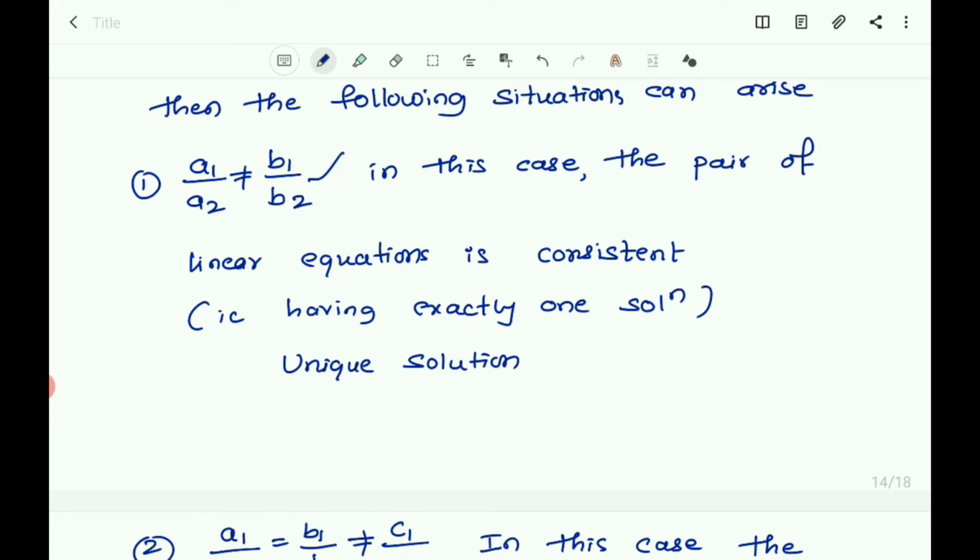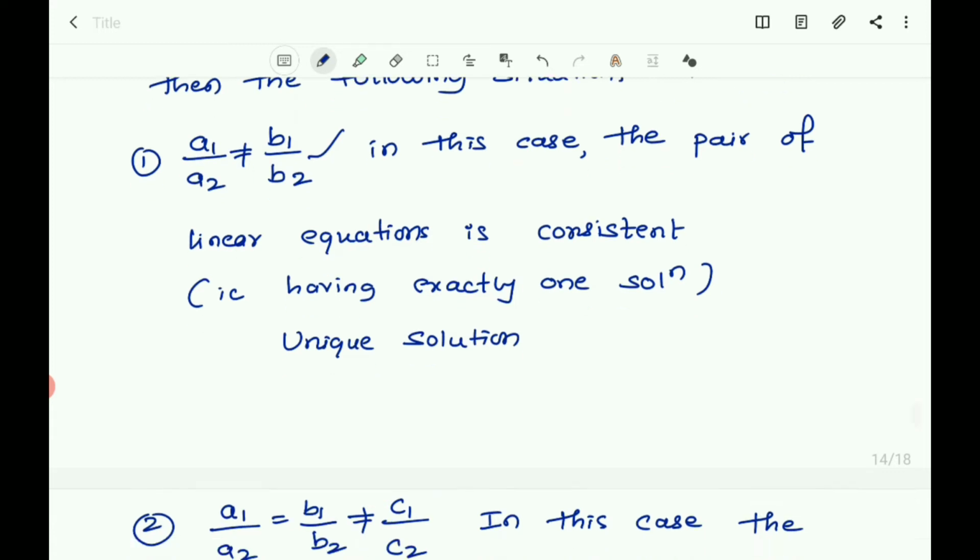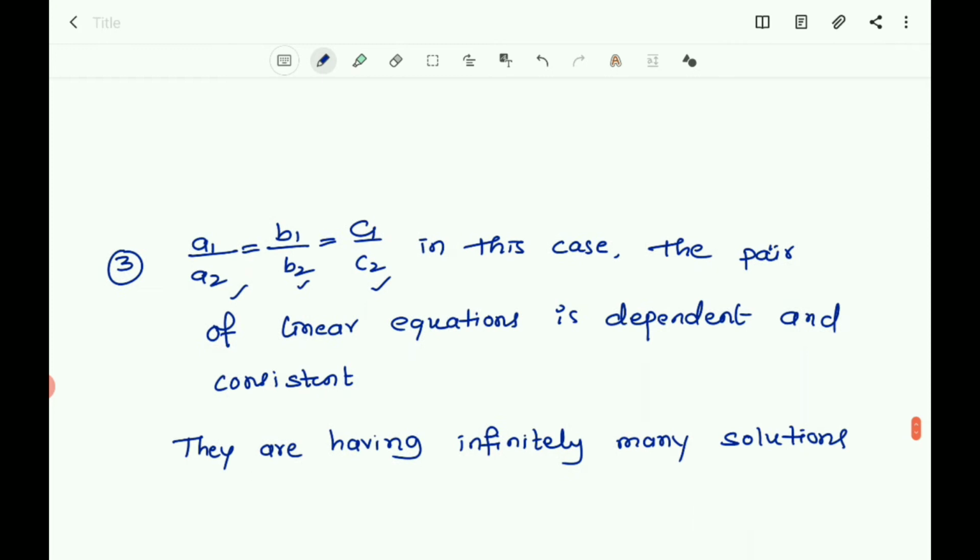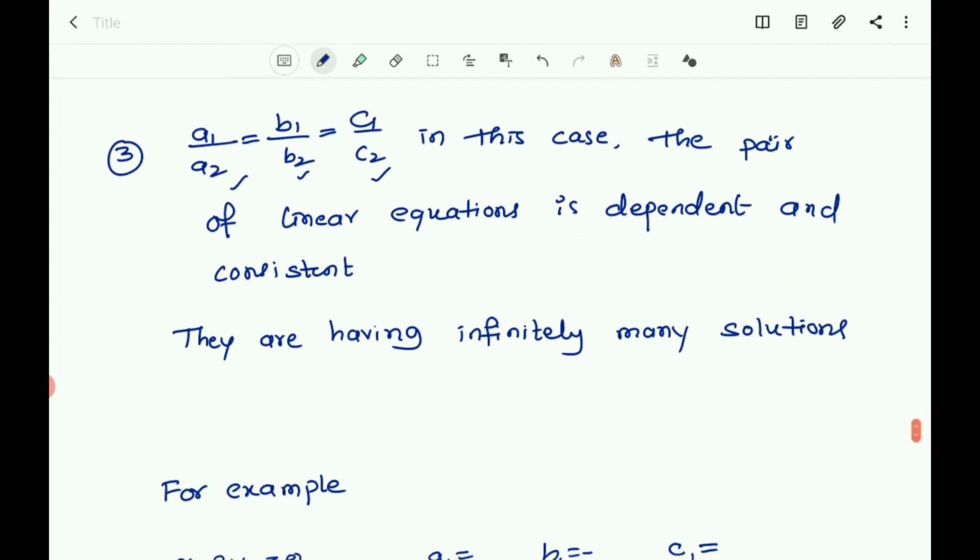So in the first case, a1 by a2 not equal to b1 by b2, the pair of linear equations is consistent, meaning it has only one solution. And in the third case, a1 by a2 equals b1 by b2 equals c1 by c2, the pair is also consistent and dependent, and it has infinitely many solutions. So depending upon a1 by a2, b1 by b2 and c1 by c2, you can predict whether the linear equations are consistent or inconsistent.